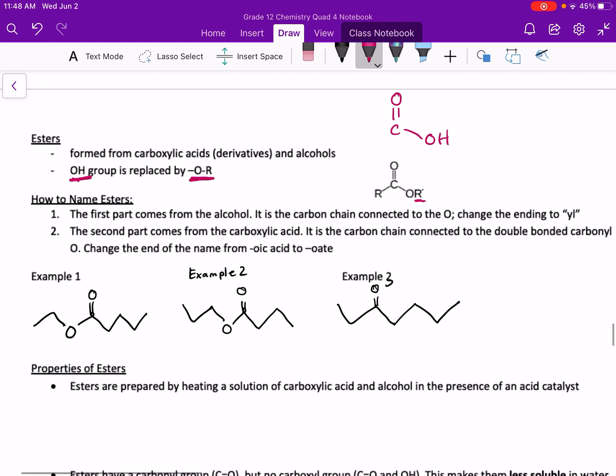When we're naming esters, the first part comes from the alcohol. It's a carbon chain connected to the O. So if you look at our first example, this part would come from an alcohol. We change that ending to yl.